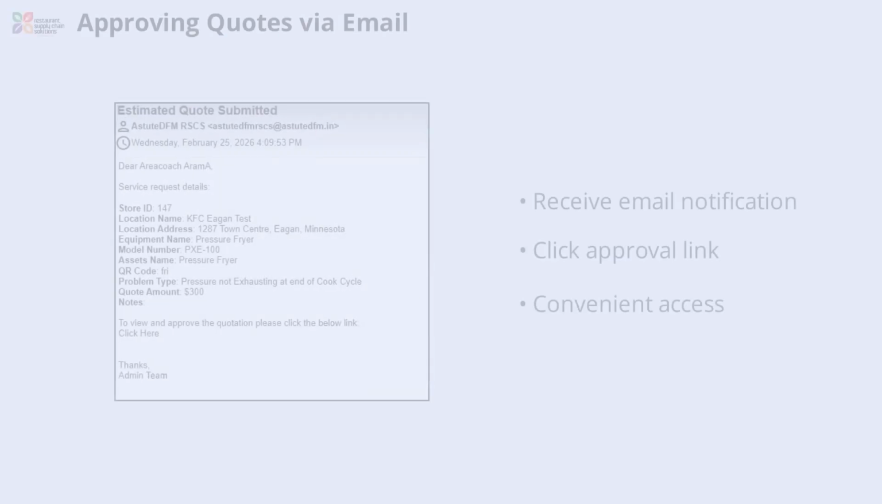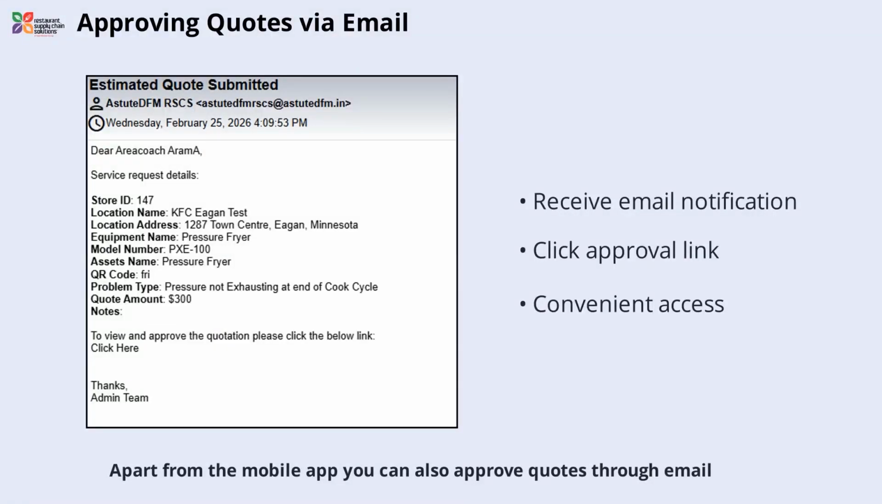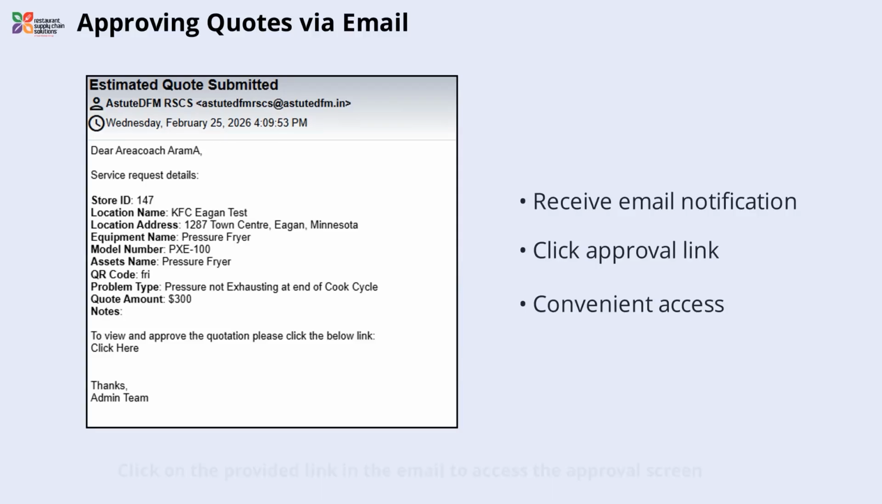Apart from the mobile app, you can also approve quotes through email. When a service provider submits a quotation, you'll receive an email notification. Area coaches and higher authorities are included in this process. Click on the provided link in the email to access the approval screen. This method is convenient for those who prefer handling approvals outside the app. Let's see how the email approval screen looks.